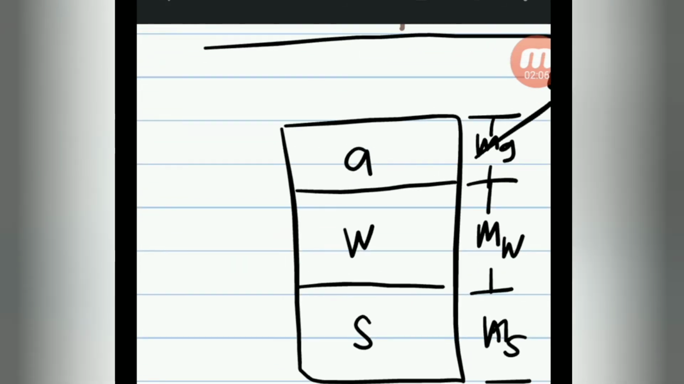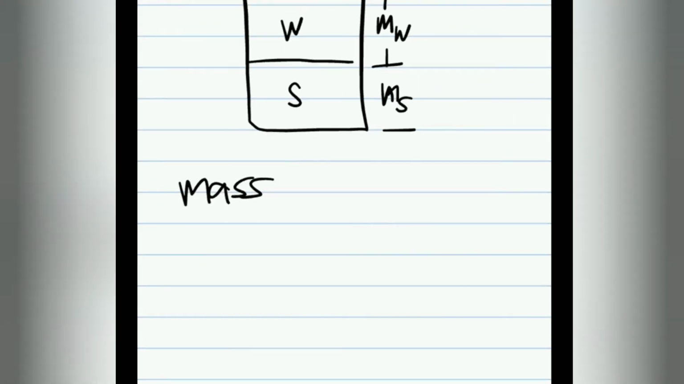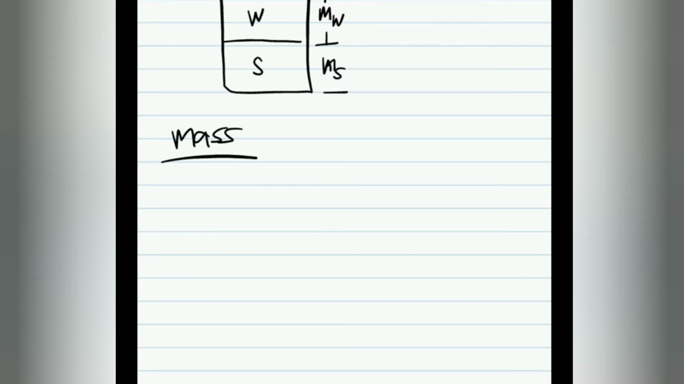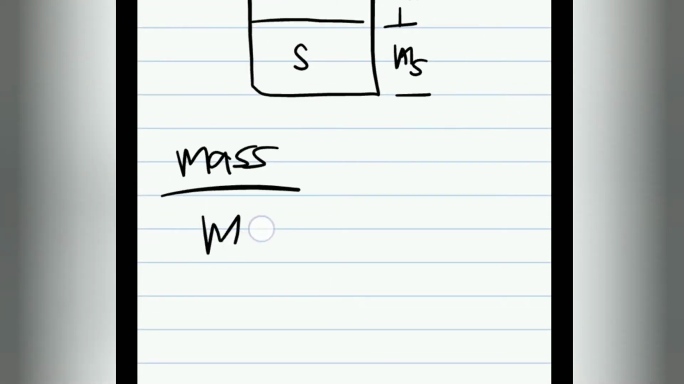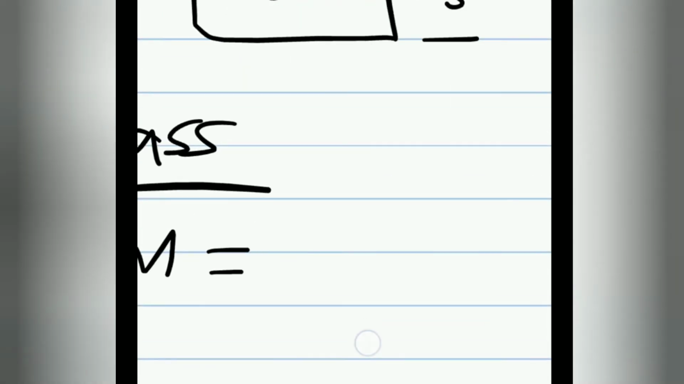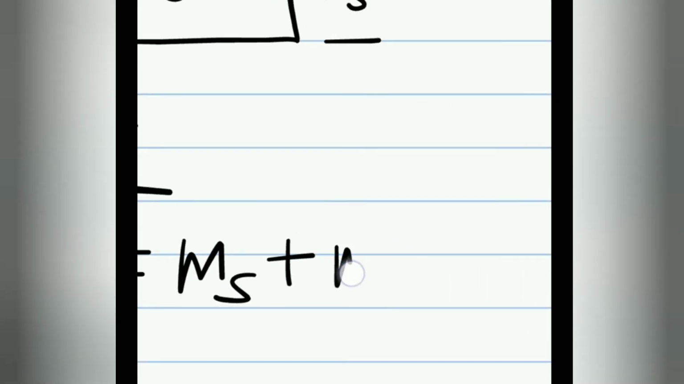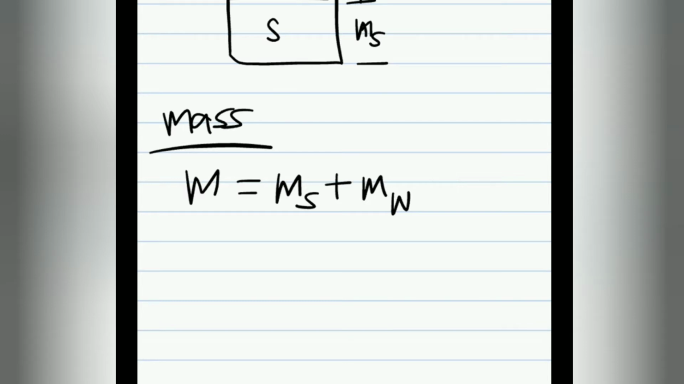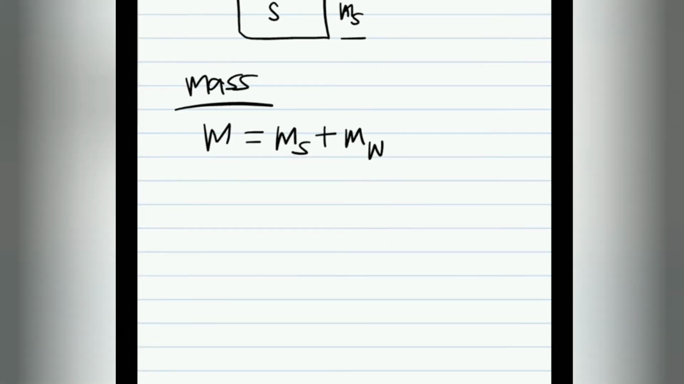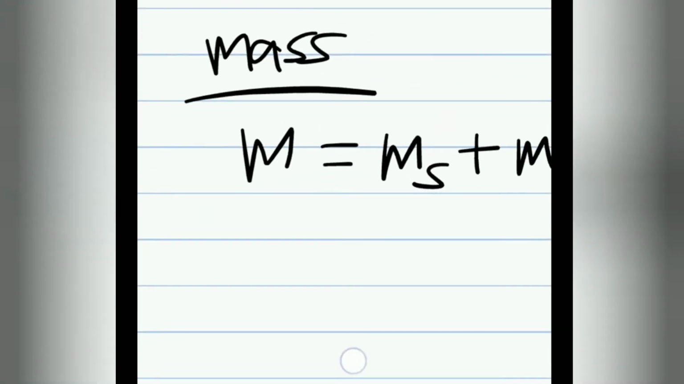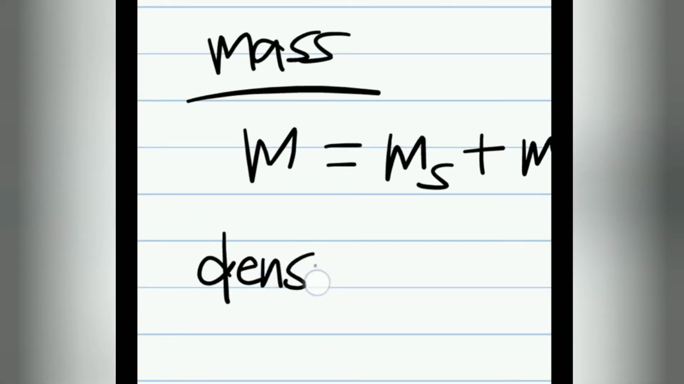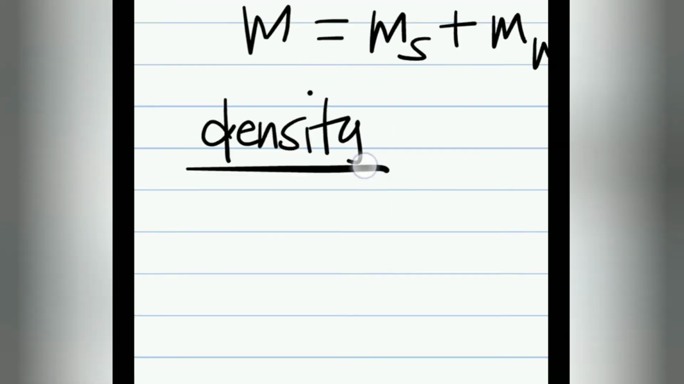Now, this is the mass. The formula for the total mass of the soil sample, M, is equal to M_s plus M_w. If we include the air, it would be plus M_a, but since air has a negligible mass, this will just be the formula for mass. The total mass of the soil sample is the mass of the solid and the mass of the water. And then the density. So for the density, what is it? It's just rho.